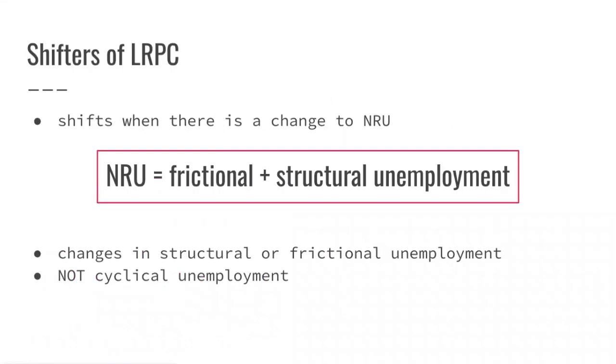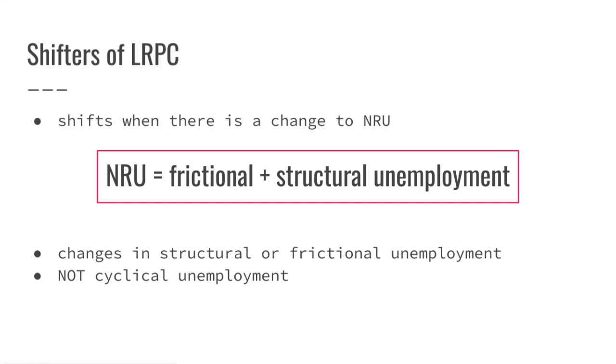And then the last thing is the shifters of LRPC. There's really only one shifter of LRPC, which is when there's a change to the natural rate of unemployment. Since we know the natural rate of unemployment is frictional plus structural unemployment, frictional and structural unemployment are going to affect our NRU, so that might shift our LRPC. So really only frictional and structural unemployment, but just know that cyclical unemployment does not affect the LRPC.